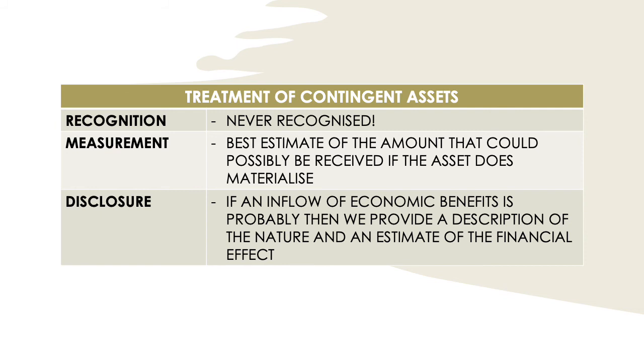So, because we do not recognize contingent assets in our financial statements, we know that we need to disclose contingent assets in our notes to the financial statements. And if there is an inflow of economic benefits that is probable, it is important that we provide a description of the nature as well as an estimate of the financial effect. And because we have to provide an estimate of the financial effect, we therefore need to go and look at measurement. So when we look at measurement, we need the best estimate of the amount that could possibly be received if the asset does actually materialize.